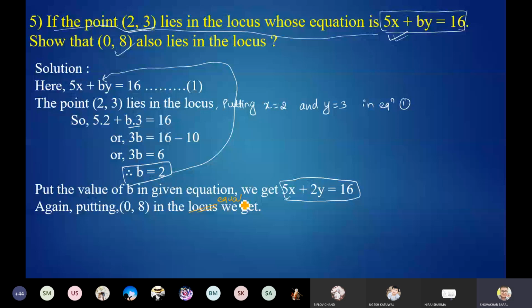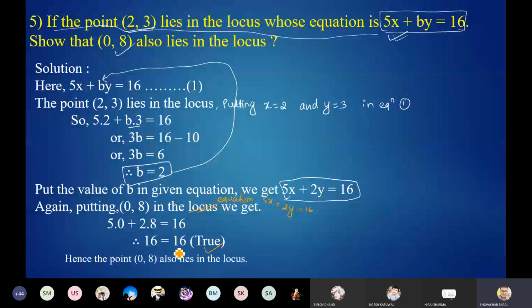It will be 5 times 0 plus 2 times 8 equals to 16. So 16 equals to 16. This is true. If this is true, then we can assert that we can say that the point 0, 8 also lies in the locus. I hope you understand this. So please copy it first and we'll go to the next one.